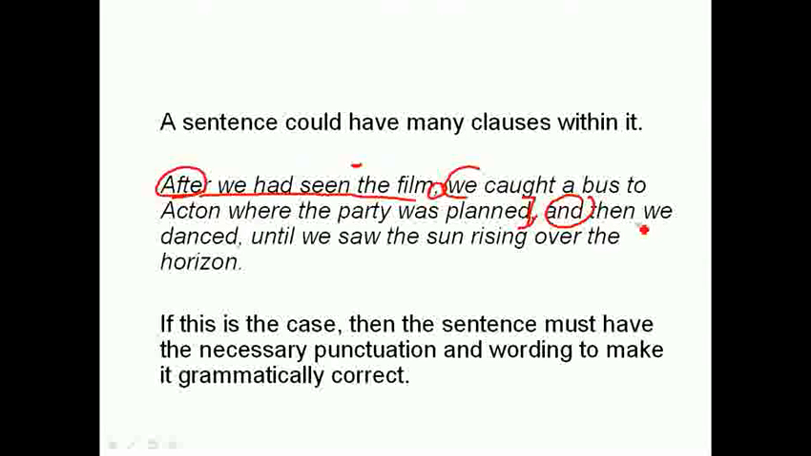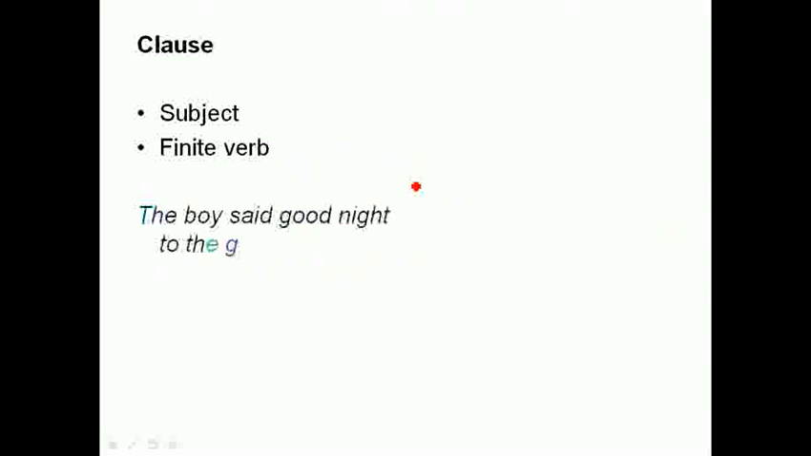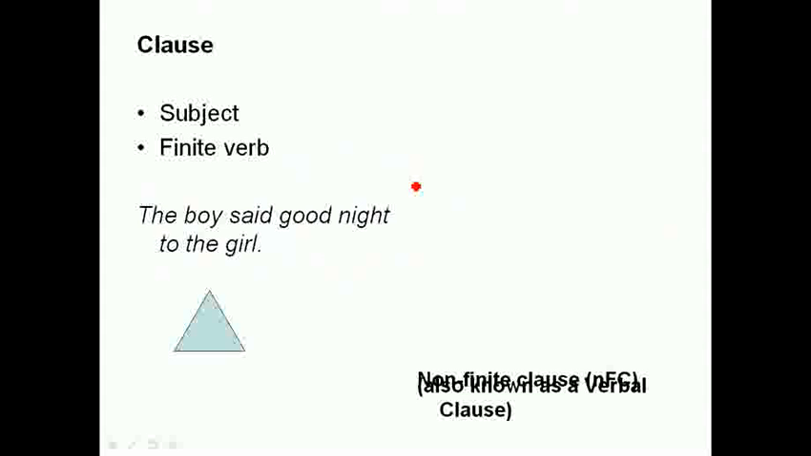And what was happening in Acton? Well, in Acton where the party was planned, so this is one clause. Then you notice there's a comma and the word and. Then you have another clause, we danced. And then until we saw the sun rising. So you see there were lots of different ideas here, different contextual features. And the important part is that you have the appropriate punctuation, which helps the reader understand what it is you're trying to say.